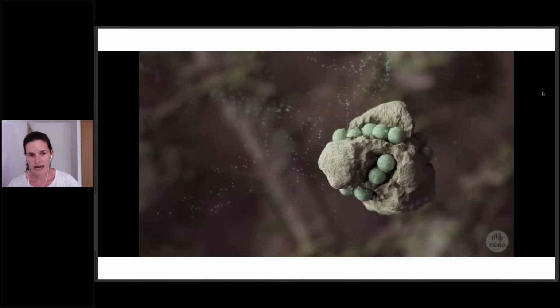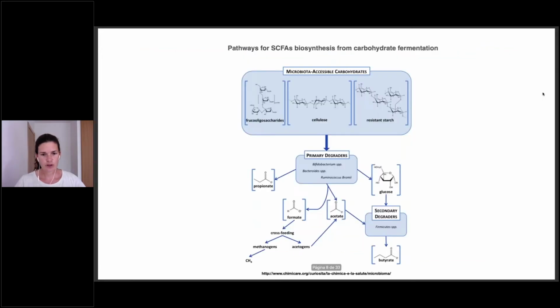So this would be a representation of resistant starch, a type of fiber in the gut that is being fermented by some genera of bacteria, and you have like a rain, like some drops that are produced by this interaction. But this process is not a simple process.